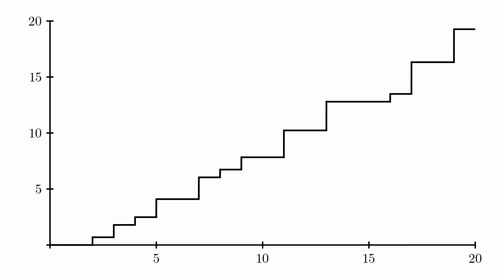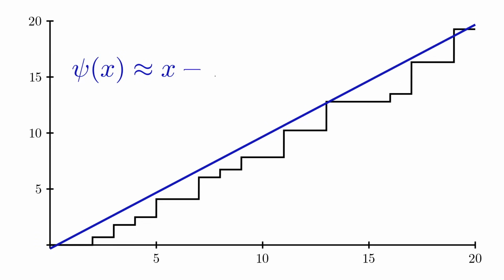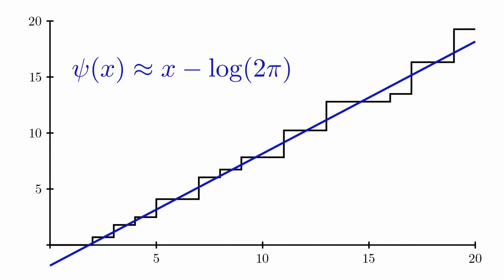Here again is the approximation psi of x is approximately equal to x, obtained by using just the first term of Riemann's sum. I'll go ahead and add in the log of 2 pi term, which shifts the line down a little bit, and you can see how that already significantly improves the approximation. Now, I'll draw in the graph using just the first handful of zeros of zeta of s. Notice how significantly even the small number of zeros has improved the accuracy of our approximation.